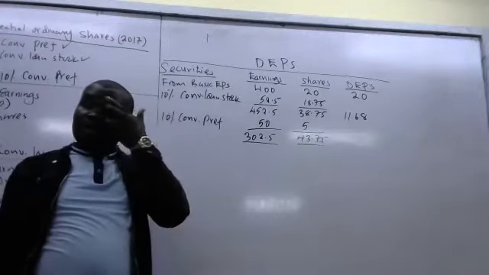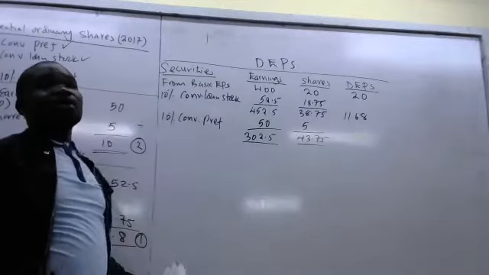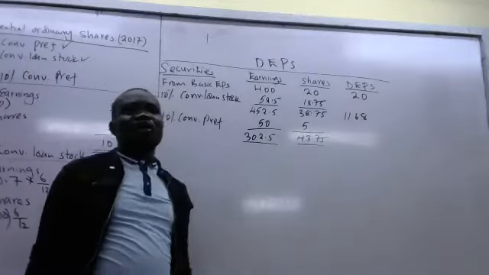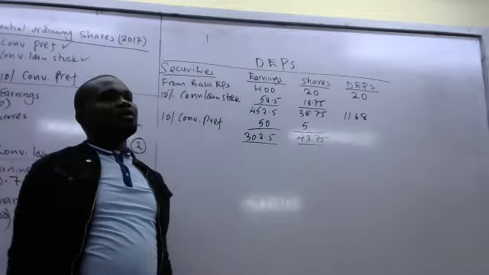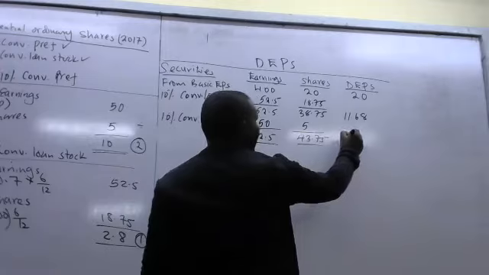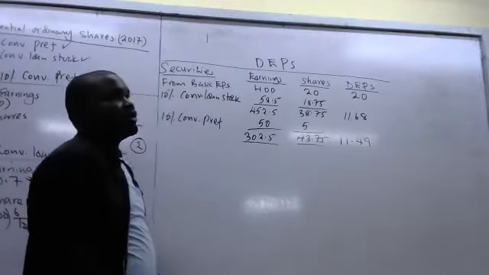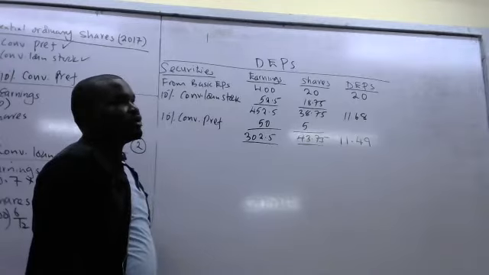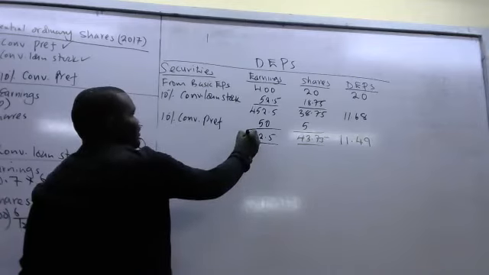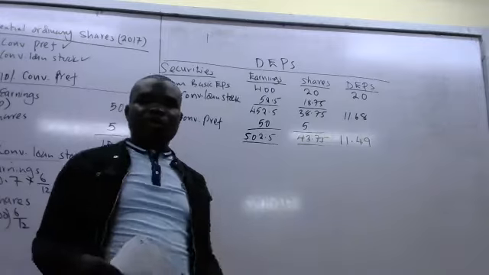So new EPS will be 11. What is the issue? Oh, this one should be 5, not 2. Yes, sure, it should be 5. Thank you, Peter.